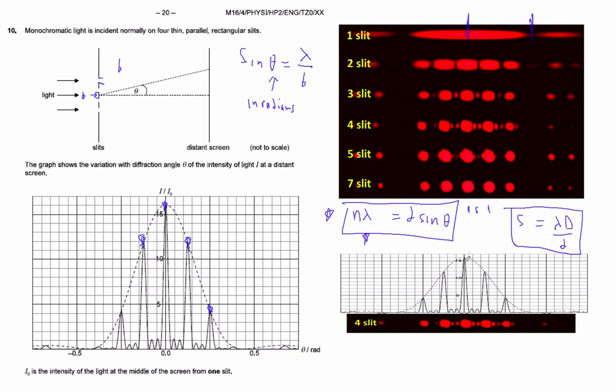But anyway, that's what you need to solve this. This is what's going on here. As you add more slits, the secondary maxima get smaller and the primary maxima get more sharply defined.